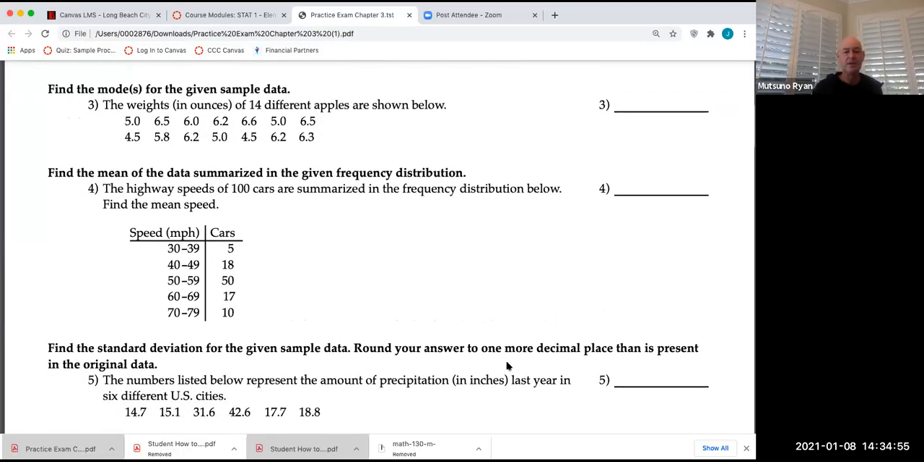All right, so we're looking for the mean of a frequency distribution table. This one's going to take a little bit of time. What I need to do first is find the midpoint of each of these speeds. The way you do that is you take the 39 plus the 30 and divide by 2, and that'll give you the midpoint. Let me show you what I mean.